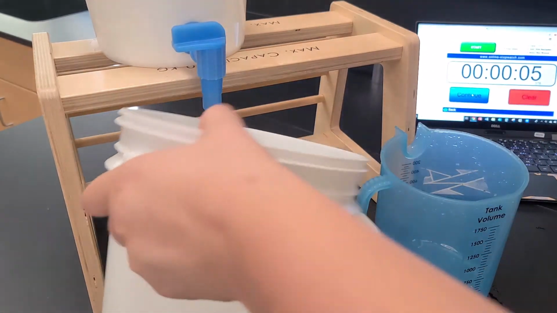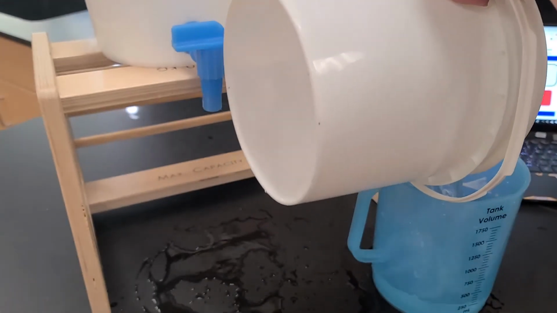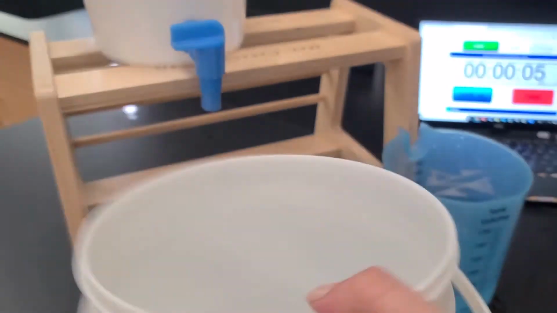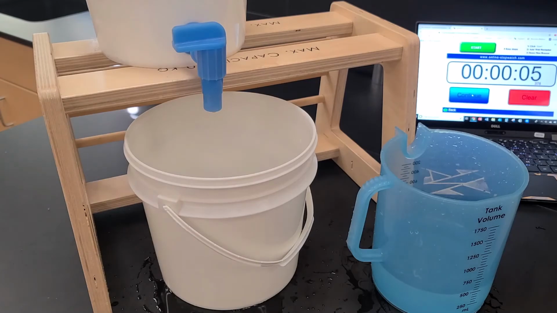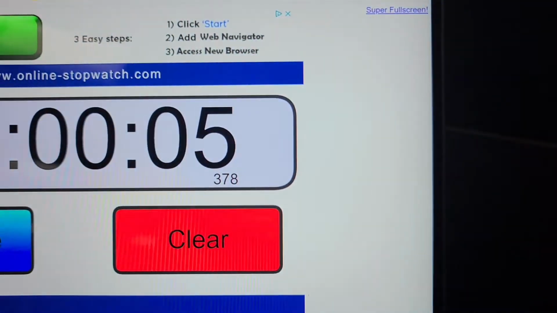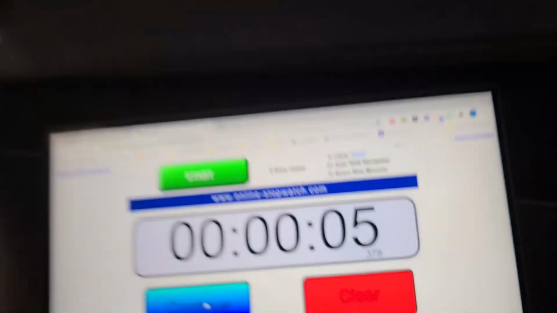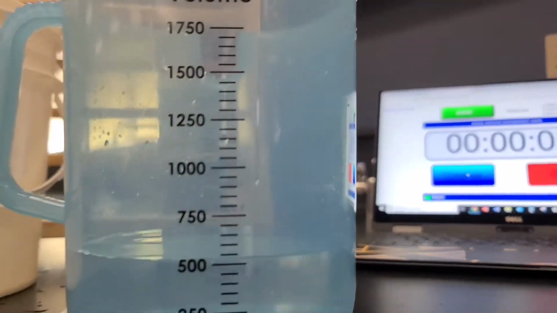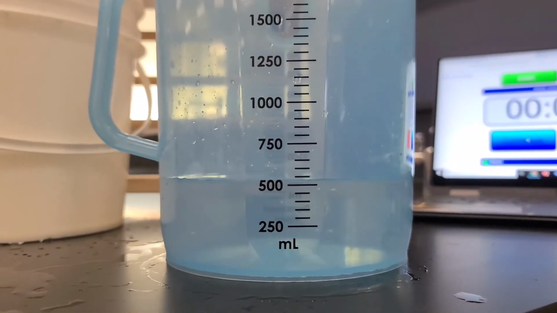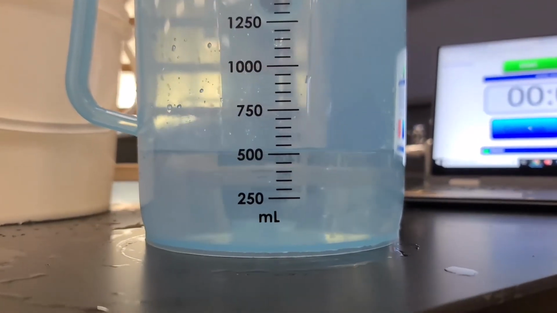All right. And keep in mind, we're going to be calculating the flow rate from this. So instead of just using 5 seconds exactly, I'm using what I am actually getting because we're going to calculate flow rate anyway. So we get 5.378 for our time. And for our volume, we've got this.